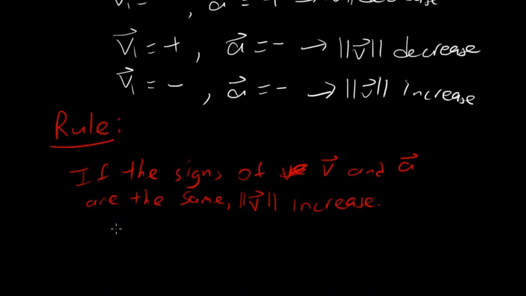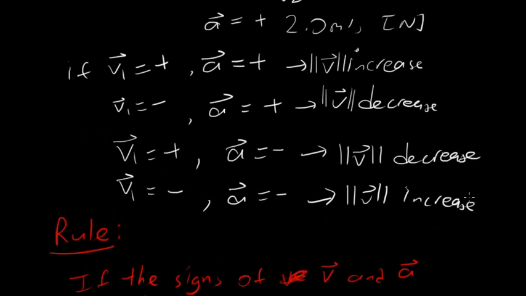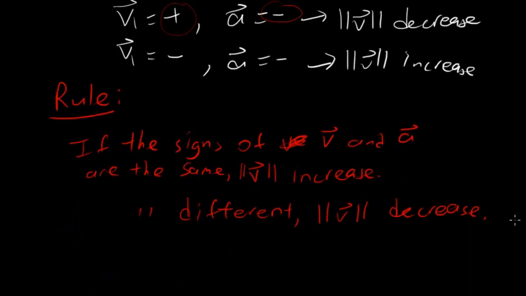And same thing, if the signs are different, the magnitude of the velocity would decrease, right? As seen here, because the signs are different, negative and positive, so it decreases. Same thing here, positive and negative, different signs means decrease, and that's basically all it is.